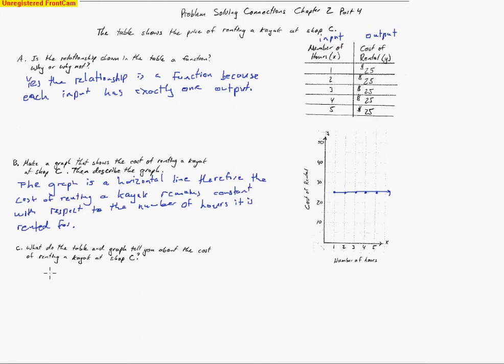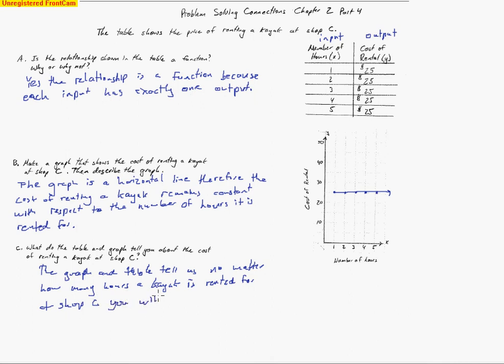And now let's take a look at part C. It says, what do the graph and table tell you about the cost of renting a kayak at shop C? Well, basically the graph and table tell us no matter how many hours a kayak is rented for at shop C, you will only pay, and then how much money? Well, it says right here, $25.